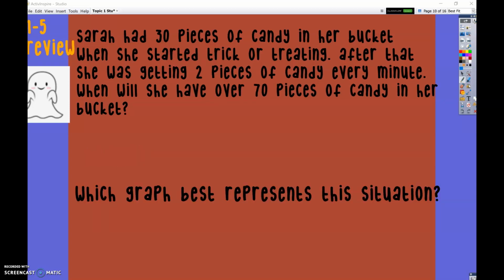Same problem here one last time. Now we want to know graphically how you would represent this situation. Use your inequality you created to help sketch the best graph.